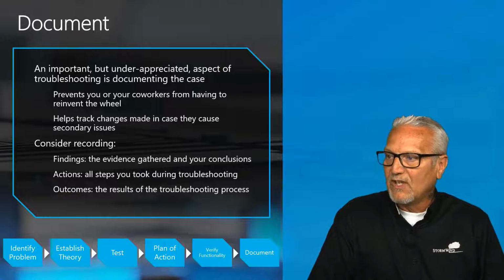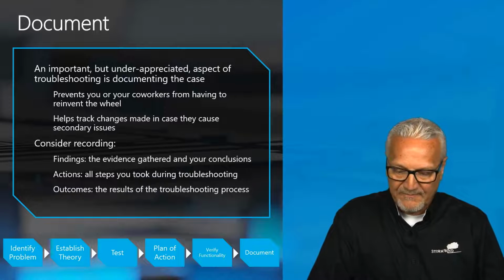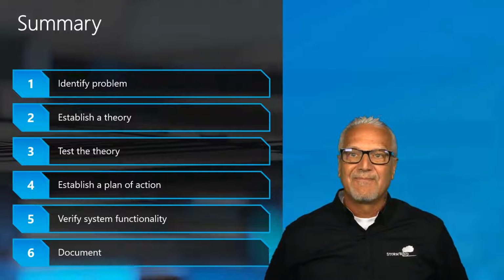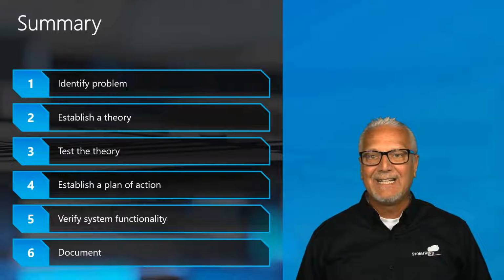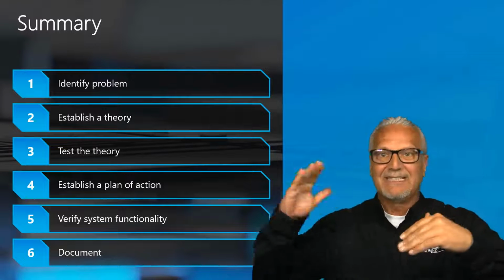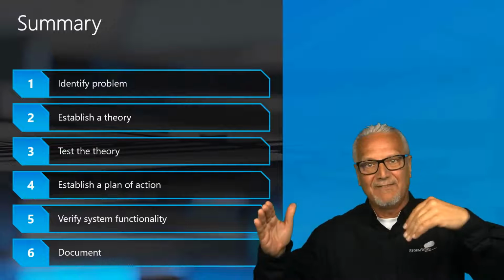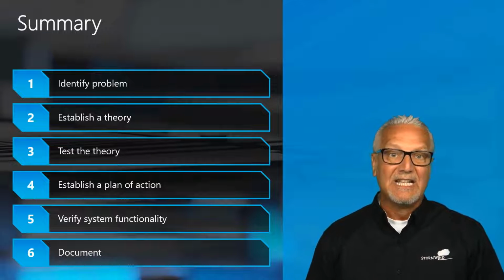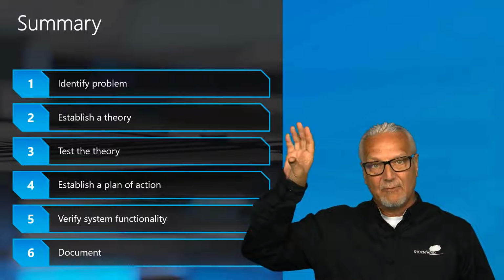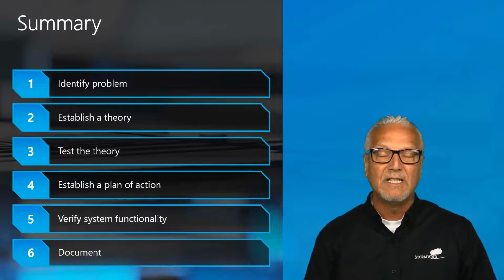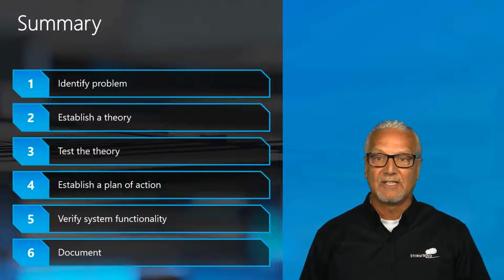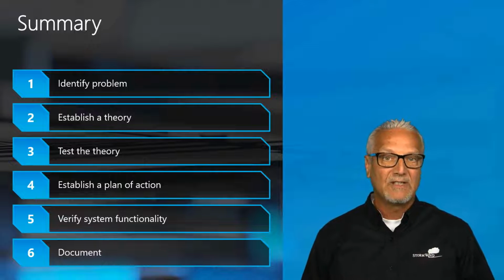All right, any questions on the 6 steps of the CompTIA troubleshooting? IETEVD: identify the problem, establish a theory, test the theory, establish a plan of action, verify system functionality, document. Knowing the order of these and what they are, and really understanding what goes on with each one, will most likely get you a minimum of a couple of answers on the CompTIA 220-1101 exam.